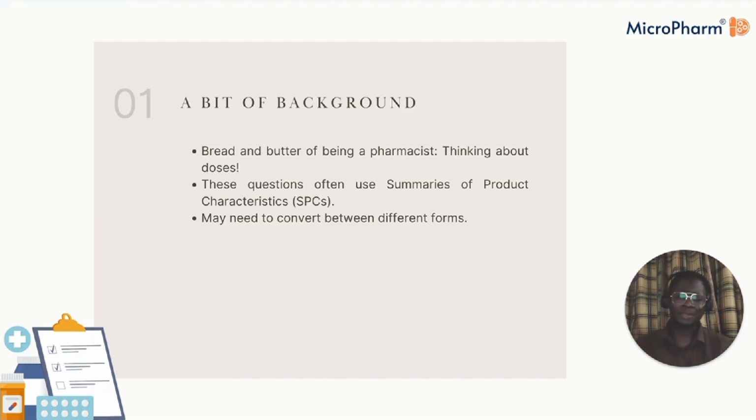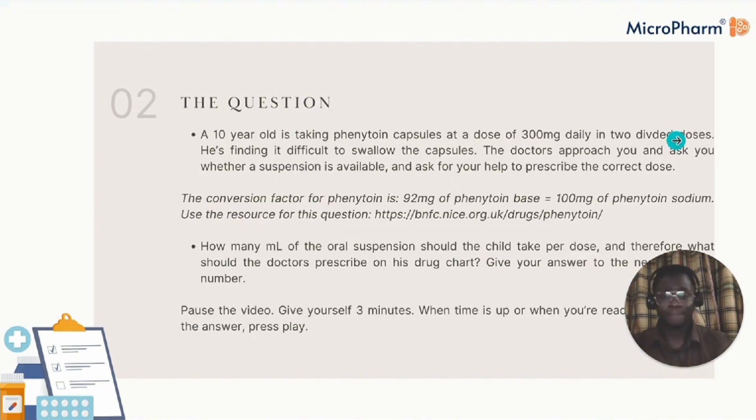And with these SPC questions or these dosage questions, you may very well need to convert between different forms. So here's an example. Here we have a 10-year-old, and this 10-year-old is taking phenytoin capsules at a dose of 300 milligrams daily in 2 divided doses. Now he's finding it difficult to swallow the capsules.